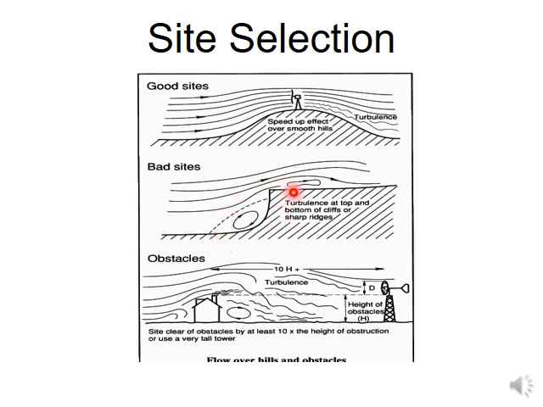If a wind turbine is installed at the bottom of a cliff, where there is a cliff or a sharp ridge present, then turbulence will be created at the top of the surface, and it is not a good site for installation of the windmill.